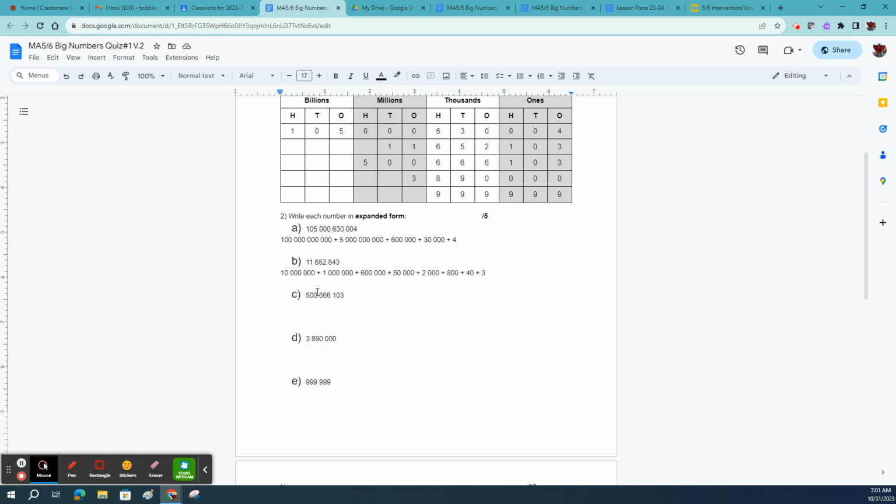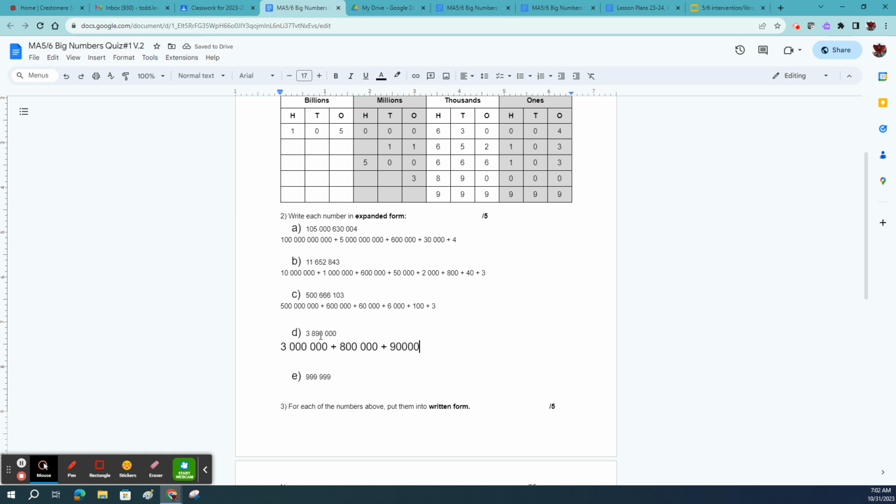Next one, 500,666,103. So I've got 5. Oops. I've got 500 million plus 600,000. Something I failed to mention earlier. Notice how I'm not adding the 10 millions or the 1 millions. It's because there's zeros in those placeholders. I could go plus 0, 0, 0, 0, 0, but that's a waste of my time. It's a waste of your time. Don't do it. And plus 3. Awesome. I'm going to pause it, save your time.